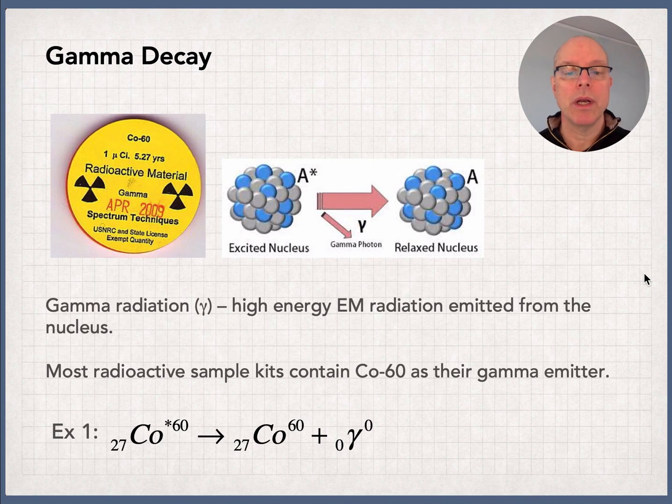All right, next one. This is so simple, I don't even do an example for it. This is our gamma source. It's cobalt-60. What happens in cobalt-60 decay is this. You have an excited nucleus.